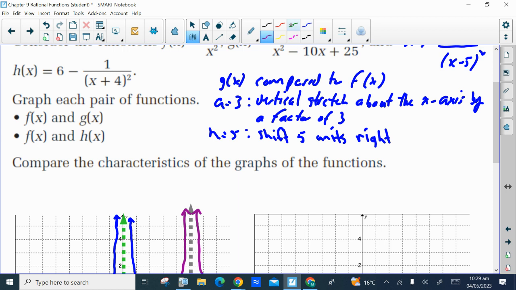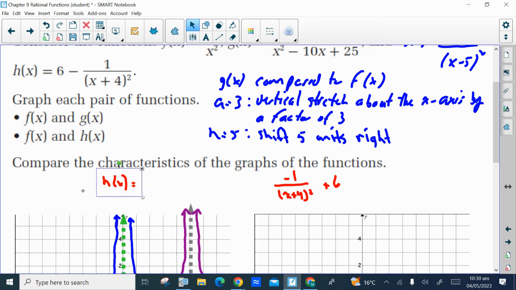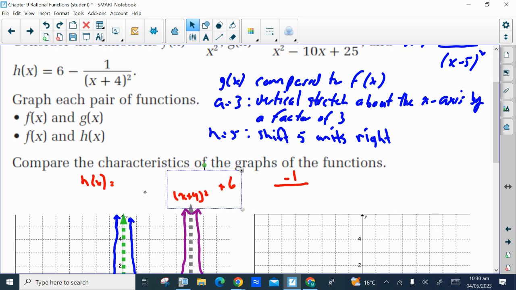So if we look at the equation for h at x, if we write it in the format that we're used to working with, that negative in front of the rational expression means that either the top or bottom is negative. Easier to make the top negative. And then the plus 6 moves to the end. So in this case here, you have an a value, I should say, of -1.